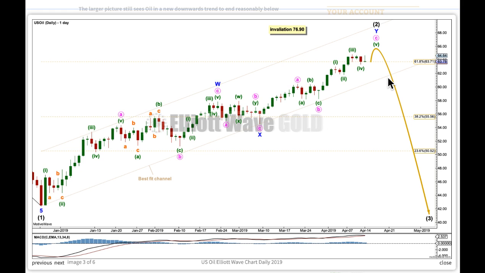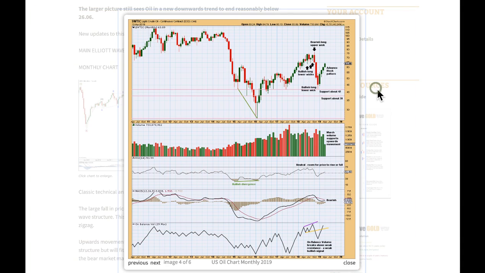After a breach of this channel, look out for a throwback to find resistance at the lower edge of the channel. If price behaves like that, which is really typical, it offers a really good entry point to join a trend after you have confidence of the trend. Let's take a look now at some classic analysis.